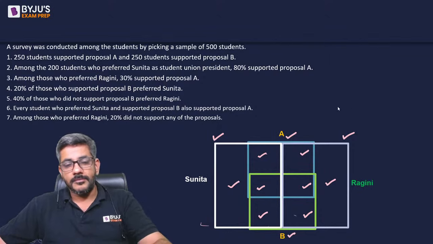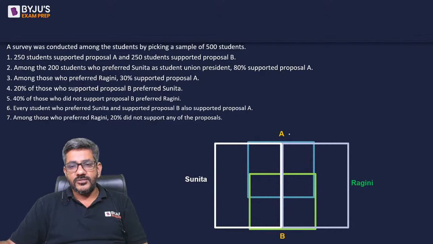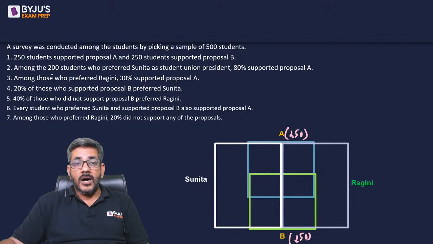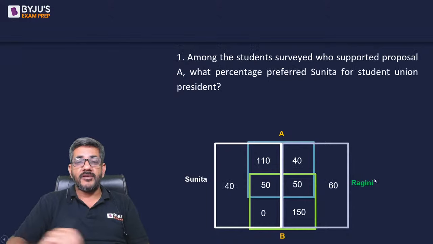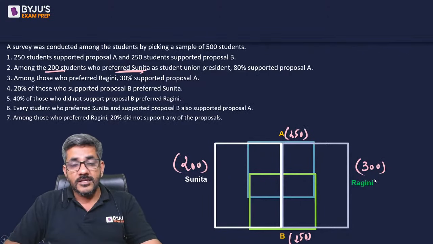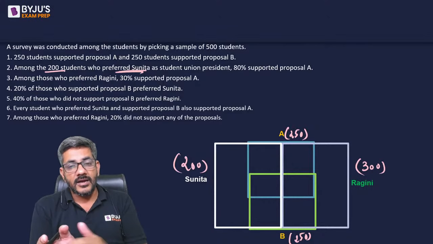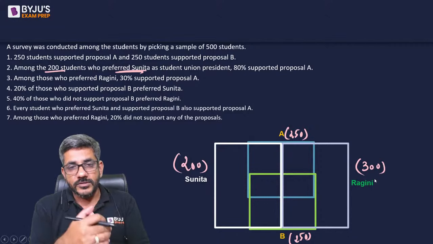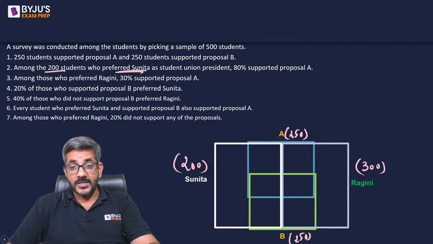Okay. Now, what's the second thing? He says 250 people supported proposal A. So this proposal A will have 250 people. 250 people supported proposal B. So proposal B will have 250 people. Among the 200 students who preferred Sunita, so 200 people preferred Sunita. Of course, the remaining 300 people preferred Ragini. It is already given to us that the total number of people is 500. 200 को सुनीता पसंद है तो 300 को रागिनी पसंद होगी. 250 people like proposal A, so 250 people like proposal B. I have written down all these figures, right?